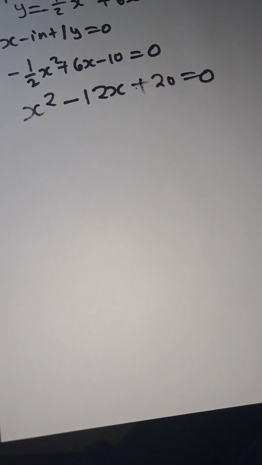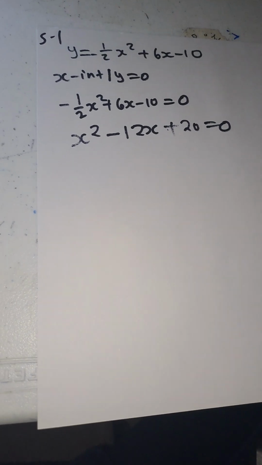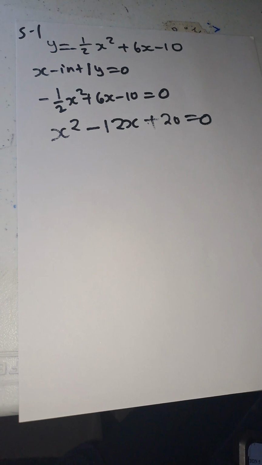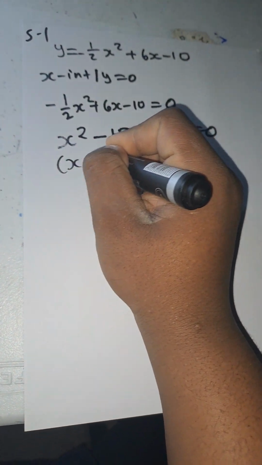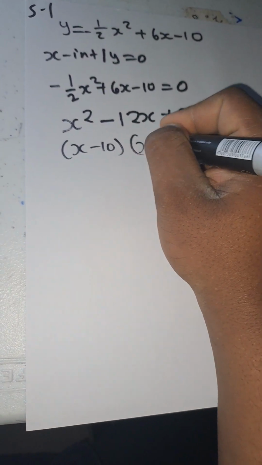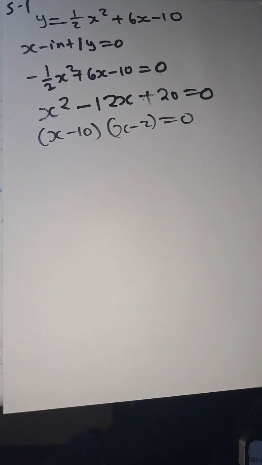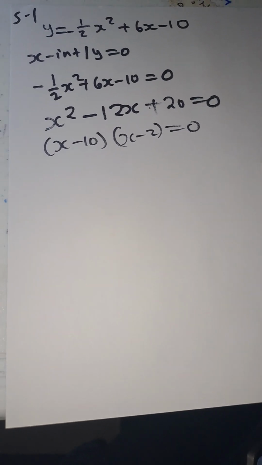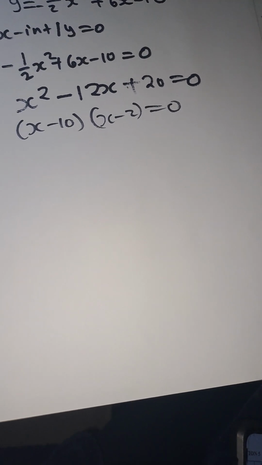After that, you'll have to get your x values by using quadratic, but I'm going to factorize. So I will have x minus 10 and x minus 2 equals 0. Okay, is it fine now? You can use quadratic, but I'm going to use factorization.